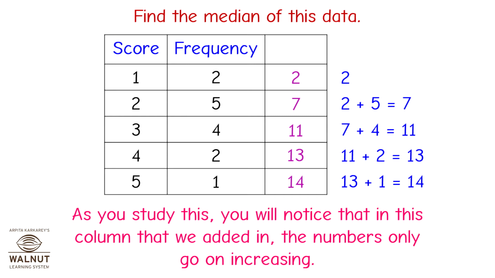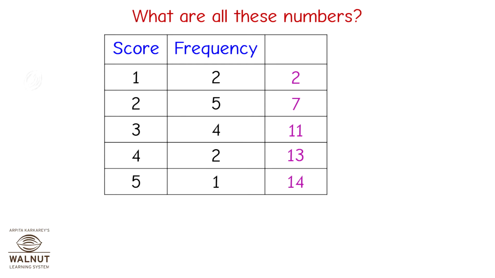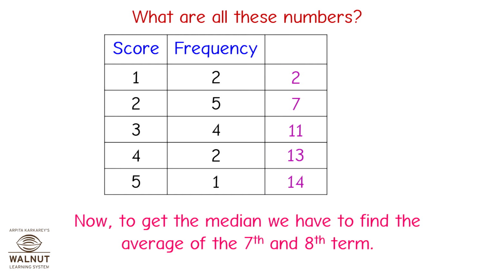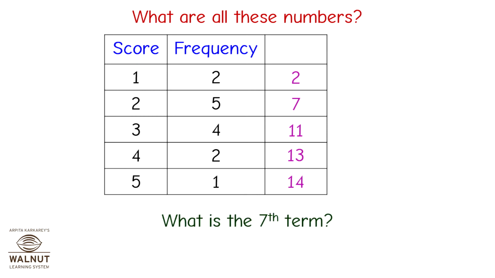As you study this, you will notice that in this column that we added in, the numbers only go on increasing. They are the term numbers in the data. Now, to get the median, we have to find the average of the 7th and 8th term. What is the 7th term? The number 7 is here. So, this is where the 7th term is.